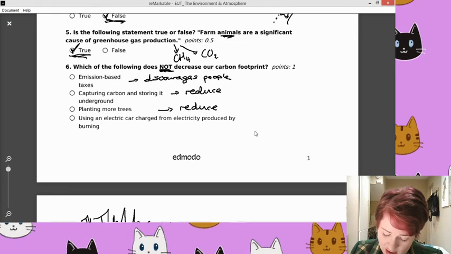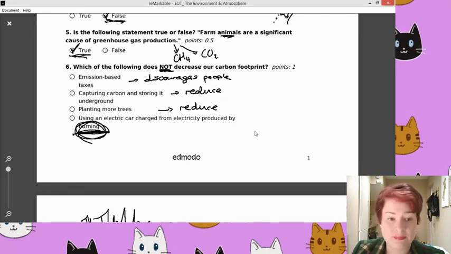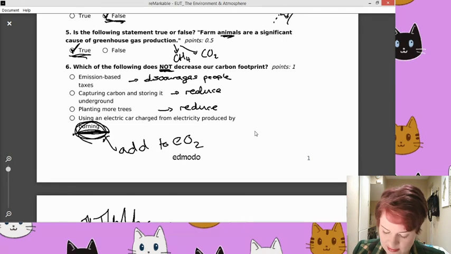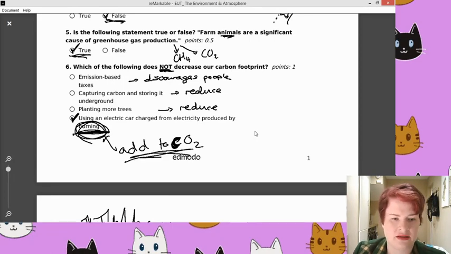Using electric car charge from electricity produced by burning. So that is going to add CO2 to the atmosphere. That's a C apparently. It's going to be that bottom one there. I was kind of tempted for the top one because that doesn't directly reduce it, but whereas this one actively increases it. So it's going to be the fourth one there.